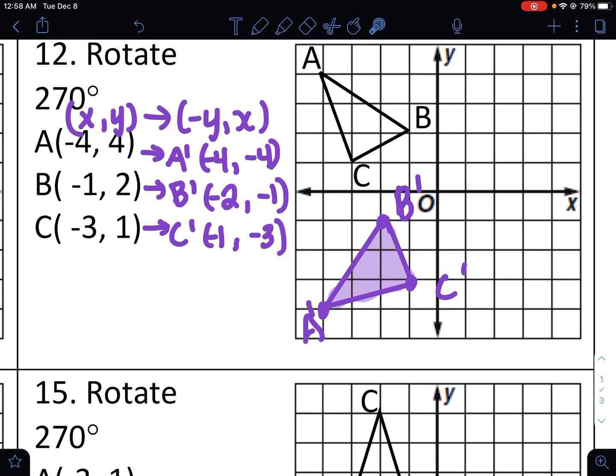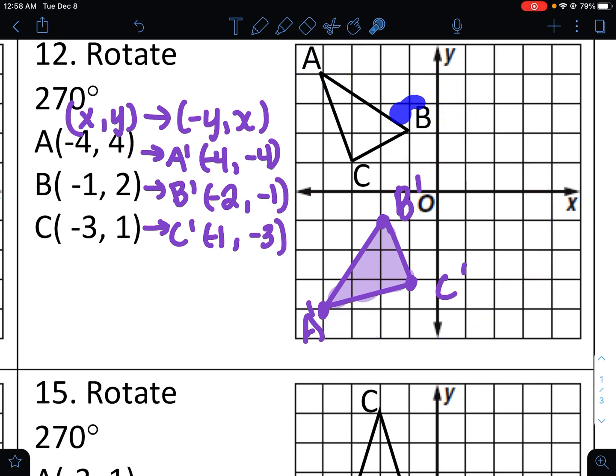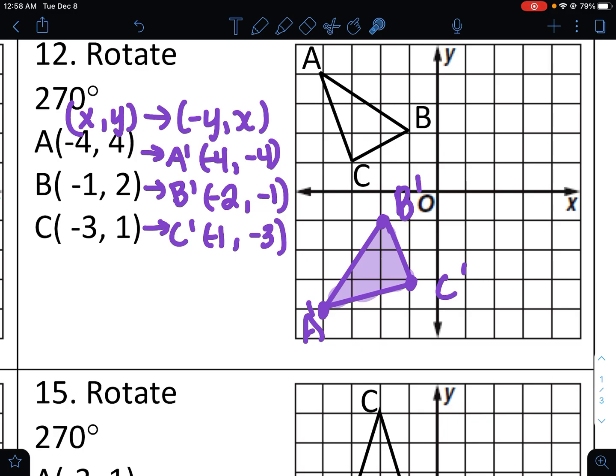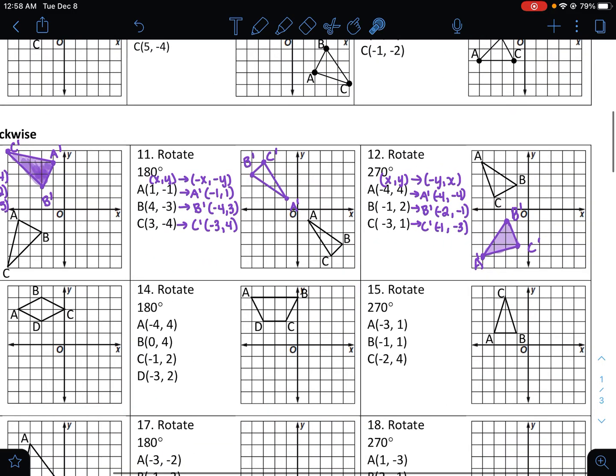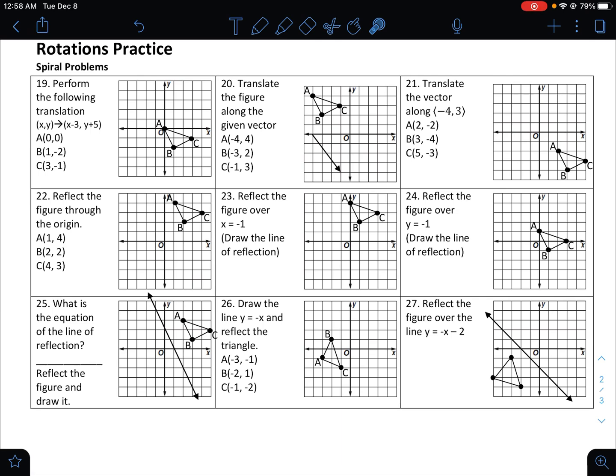All right, so if you look here, point A went 90, another 90, and then a third 90. That's 270. B, same thing. We went 90, another 90, and then a third 90. So it's 90 plus 90 plus 90 is 270. Same thing for C, 90, 90, and then it ended up here, 90. So that's 270. Okay, so that's pretty much how you do that section. Very simple stuff. Last section.